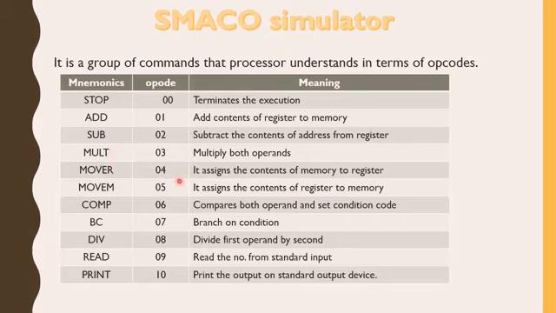MOVER. MOVER will assign the contents of a memory location to your register. MOVEM is to assign the contents of registers to the memory, the reverse operation.